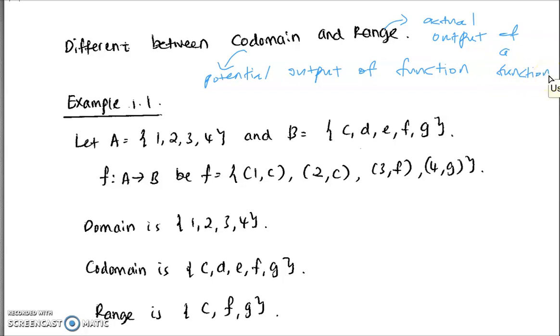So let's say, for example, right now you have the sets A and B. A is what we call the domain, and B is what we call the codomain. Now we want to map the set A to B by the function F here. If you look at the output of the function F, it only involves C, F, and G. So therefore, the range is only C, F, and G.